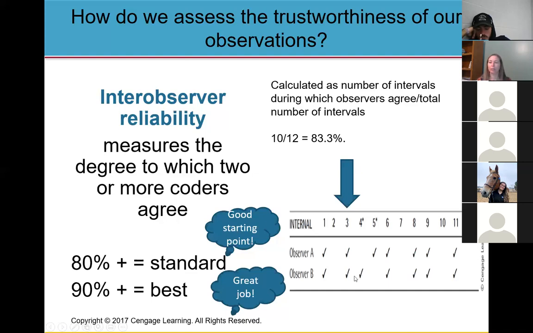But we need to figure out what's going on, and then hopefully we can correct that, provide more training or something to our raters so that we can get a better sense of reliability in our measures. So 80% is the standard, but we really do want a higher rate of reliability. About 90% would be fantastic.